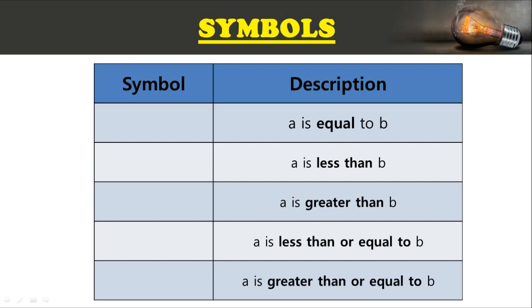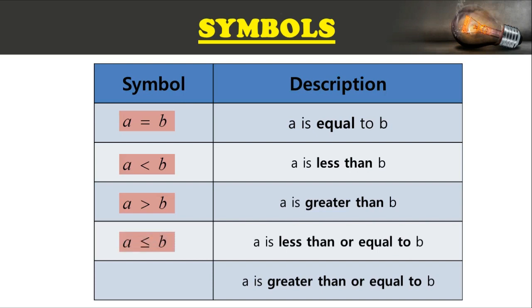First, let's talk about the symbol. Actually, we already familiar with this, but let's recall. So for example, if we want A is equal to B, the symbol is A equal to B. And then A is less than B, the symbol is like this. Next, A is greater than B. So A greater than B. Okay, hati-hati dengan dia punya sign.